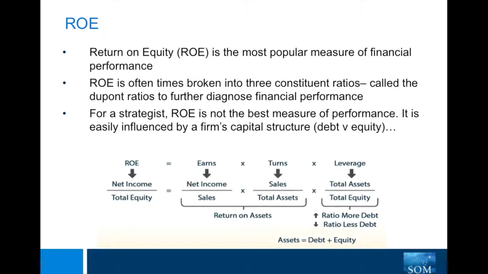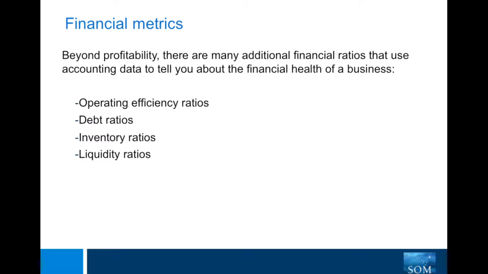The most popular profitability measure using accounting data is ROE, return on equity. ROE is biased by capital structure. It's not my favorite metric, but it is broken down into three constituent parts very easily. These are called the DuPont ratios. You see them here. And these are a little bit more informative and they tell you a bit more about the business. The DuPont ratios aren't the only other metrics aside from ROIC or ROE that are useful.